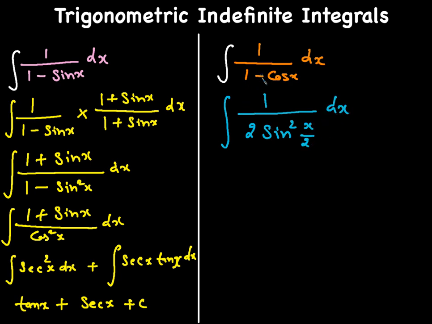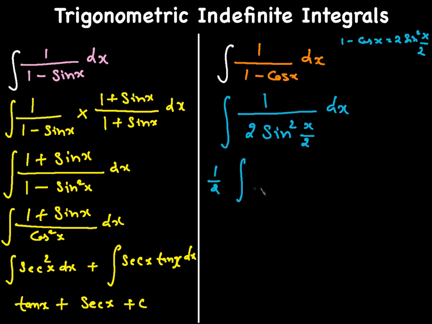Okay, and if it is 1 plus cos x, that is equal to 2 cos square x over 2. So you need to remember the trigonometric identities, then you'll be able to solve them. Okay, so 1 minus cos x is equal to 2 sine square x over 2. So you can use that identity, and I'm going to take 1 over 2 out, the constant.